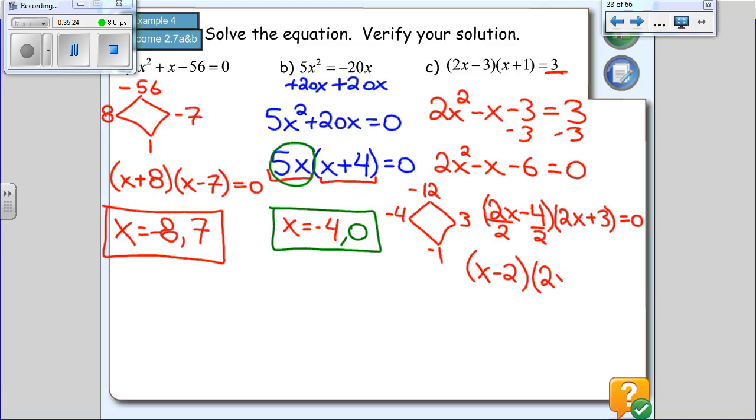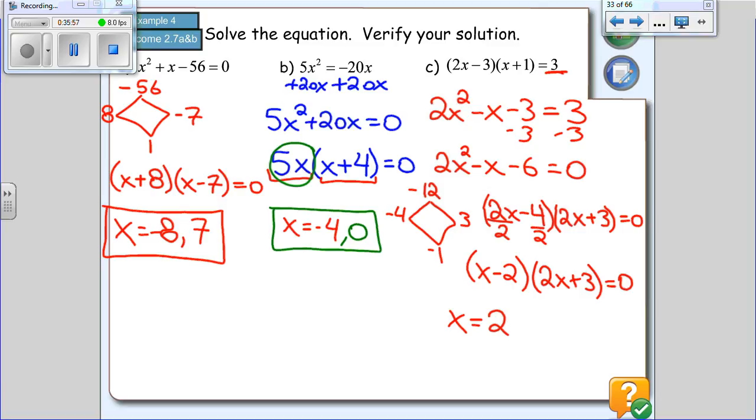What would make that first binomial equal to 0? X equals positive 2. Positive 2 would work because 2 minus 2 would be 0. 0 times anything would be 0. What would make the second binomial equal to 0, Jared? You have to divide the 2 by 2. Yeah, so this thing can be hard to notice what would work. So what we do is we write it out on the side.